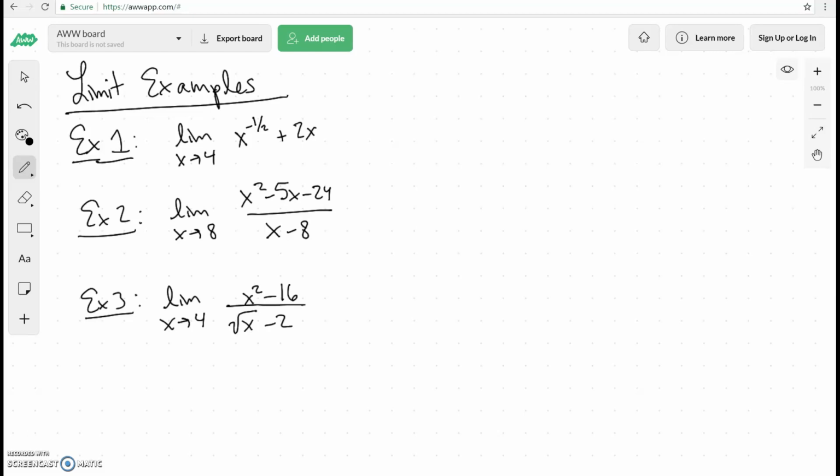x to the minus 1 half plus 2x. Okay, so the first thing that we want to make sure that we do is we try to plug in this 4 into the x. So what I'm going to get, I'm going to plug in wherever I see an x, I'm going to plug in this 4. Okay, so I'm going to plug in 4 in here, plug in 4 here, and I'm going to plug in 4 there.